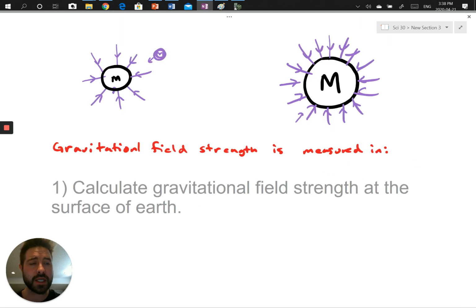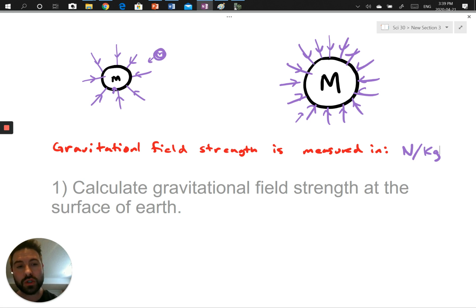So I said that when something is in a field, it's going to experience a force. And you guys know the unit for force, right? It is newtons. That's right, kids. So it's measured in newtons. So if you're experiencing a gravitational field, we measure that in newtons per kilogram. So for each kilogram of mass that an object has, how many newtons of force is it going to experience?